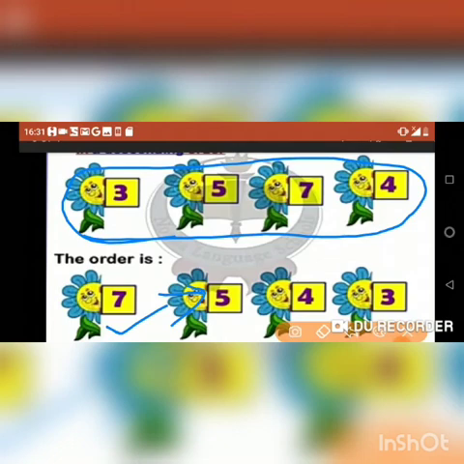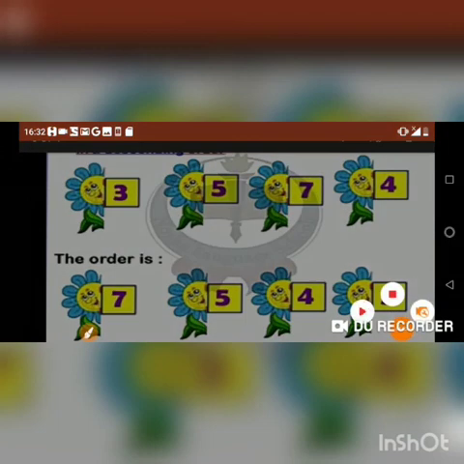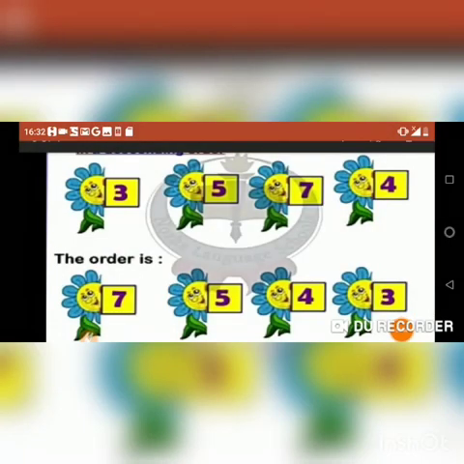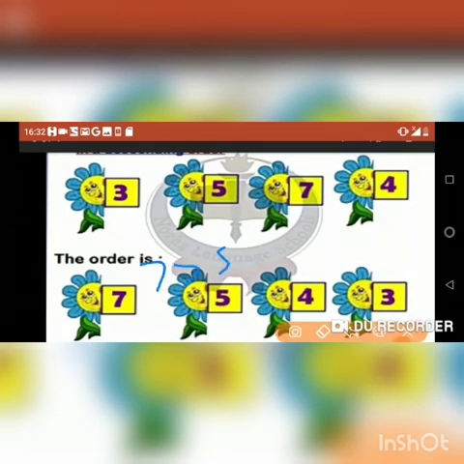Then 4, and 4 is the next smaller. And then 3. And 3 is the smallest number among all these numbers. So in decreasing order, each number is greater than the next number. Like 7 is greater than 5 and 5 is greater than 4. So children, I hope you all have understood this concept, decreasing order.